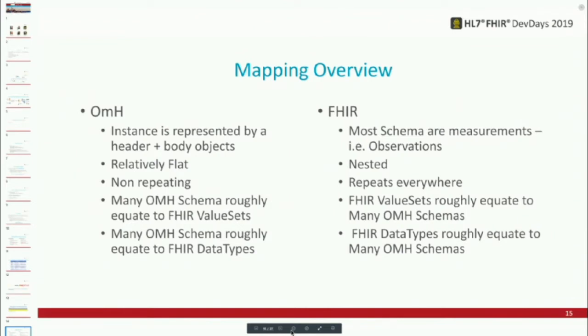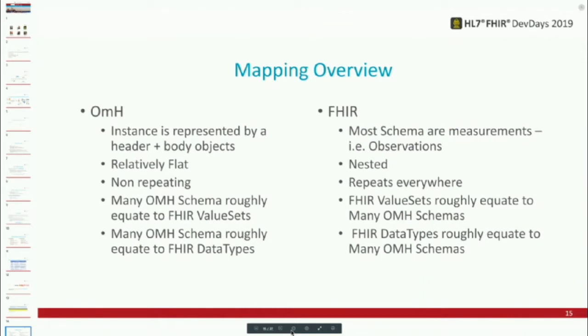They're actually the measurements, like a step count, a heart rate, sleep duration, those kinds of things. And that's really the focus of this: to take a measurement that was captured and is represented in OmH as, say, sleep duration, and convert that to a FHIR representation. Most of these schemas are basically measurements, so they're going to be mapped directly over to an observation.